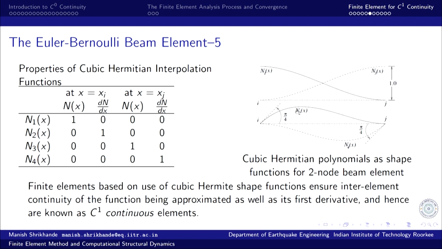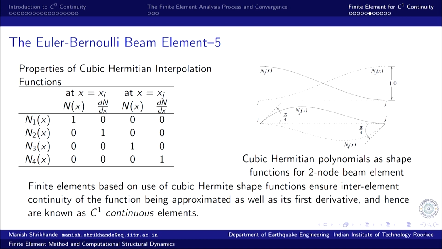Similarly, N2 starts with 0, but with unit slope, so the tangent angle is pi by 4, and it goes to 0 at node j with 0 slope. N4 again starts with 0 slope at the ith node, and it has 0 value at node j with unit slope.